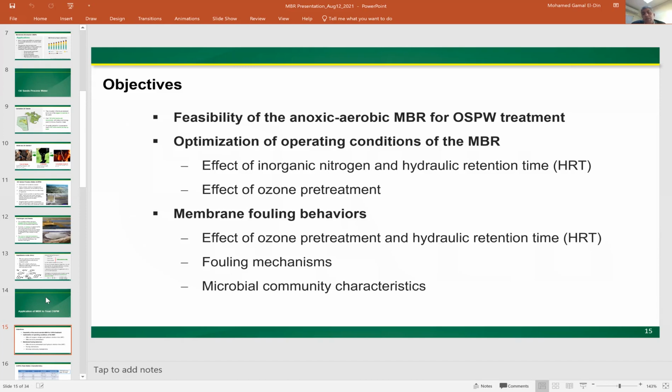And regarding the membrane fouling behavior, we looked at the effect of ozone pre-treatment and the hydraulic retention time on reducing the membrane fouling. We looked at the fouling mechanisms, and we also looked at the microbial community characteristics and how it could be dynamically changed throughout the treatment process.